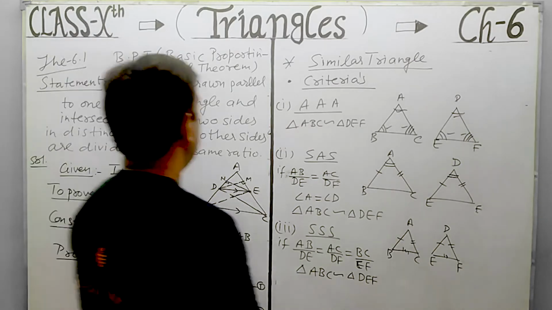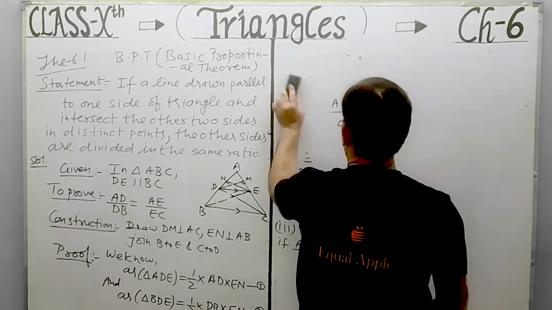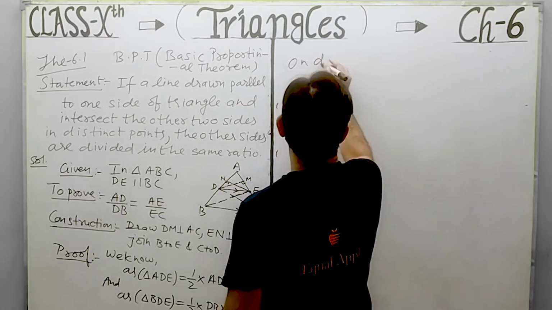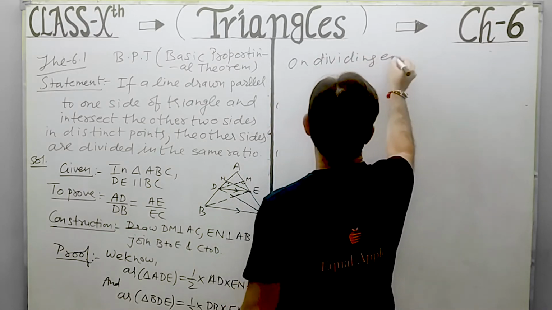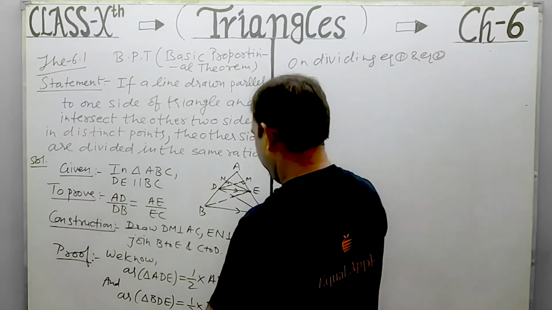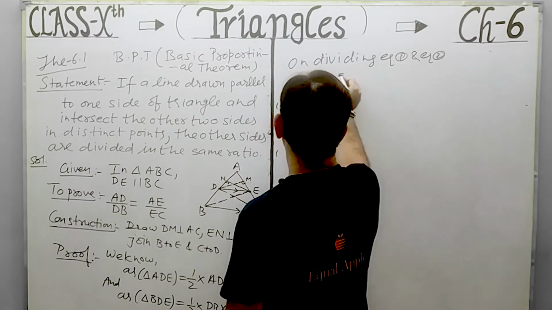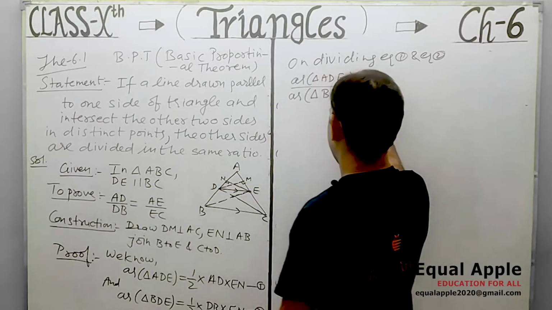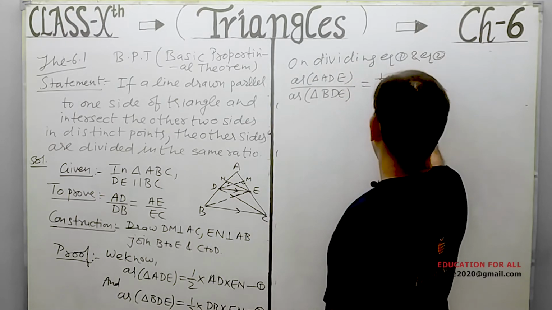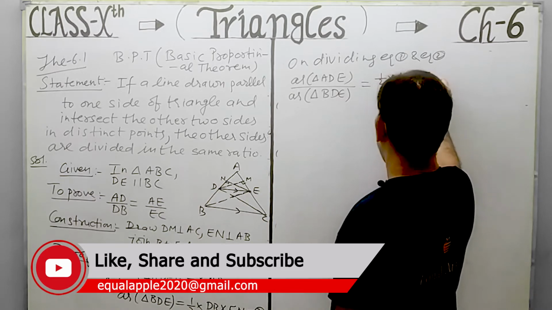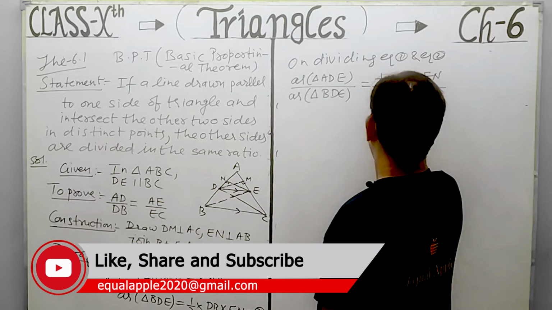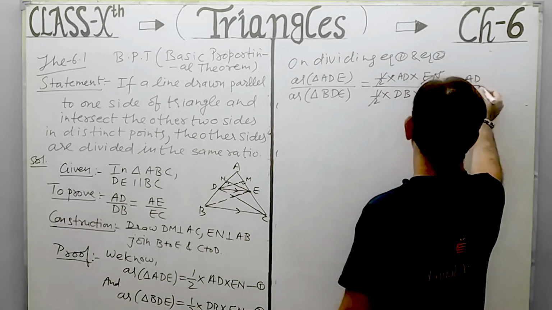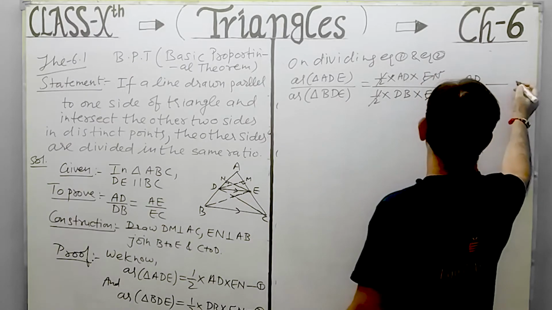So now we will divide equation 1 by equation 2. On dividing, we will get area of triangle ADE upon area of triangle BDE. So we will get half into AD into EN in the numerator and half into DB into EN in the denominator. Here we will cancel out the same terms. We will get AD upon DB. We will write this as equation 3.